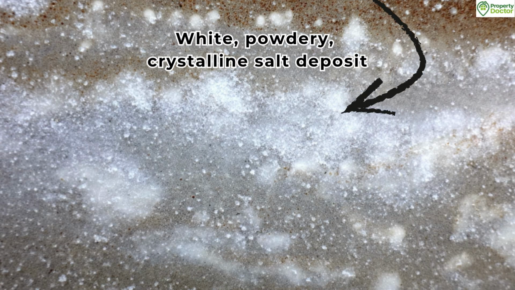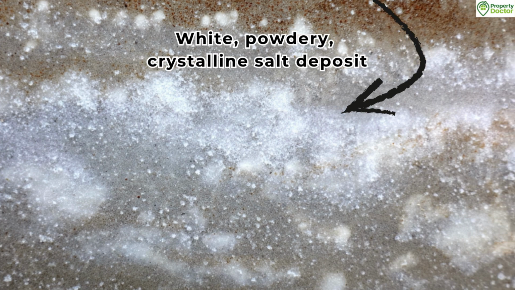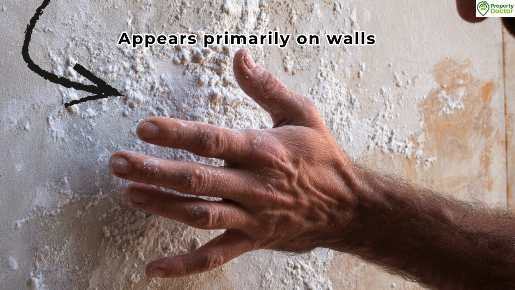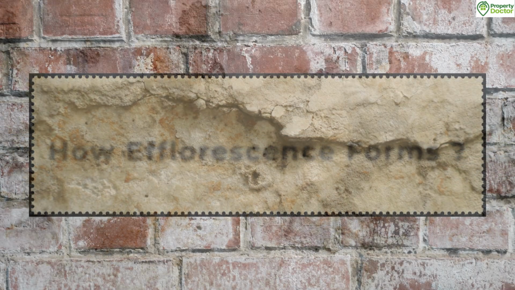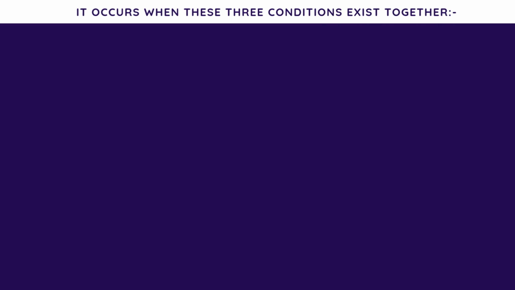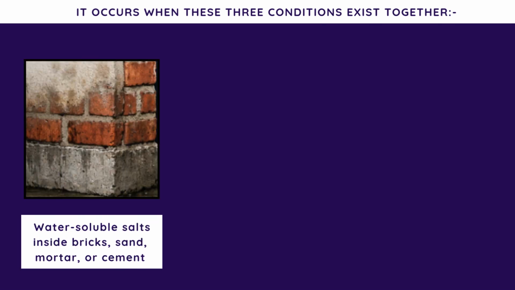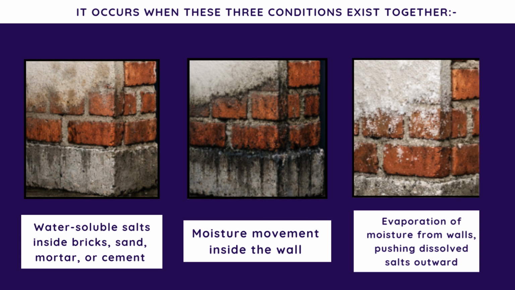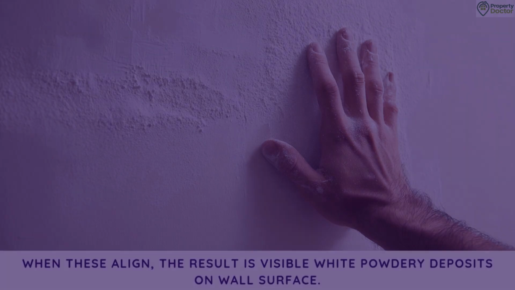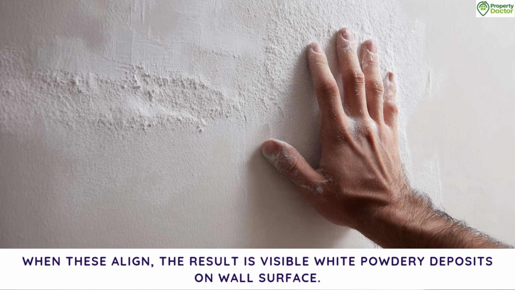What exactly is efflorescence? Efflorescence is a white, powdery, crystalline salt deposit that appears primarily on walls constructed using bricks or blocks or cement plaster. How does efflorescence form? It occurs when these three conditions exist together. Water-soluble salts inside bricks, sand, mortar, or cement. Moisture movement inside the wall. Evaporation of moisture from walls, pushing dissolved salts outward. When these align, the result is visible white powdery deposits on the wall surface.